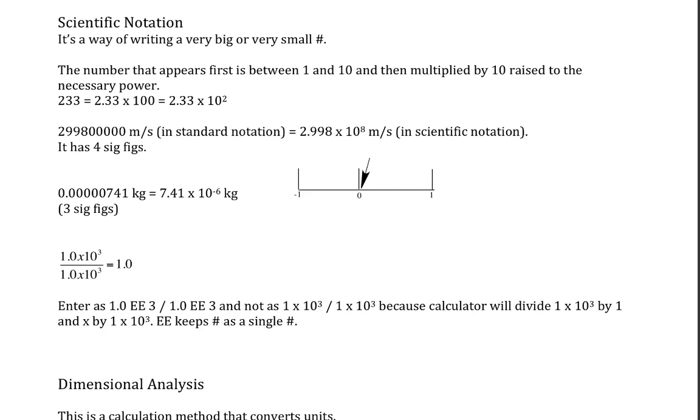And in scientific notation, the number that appears first is between 1 and 10, and then multiplied by 10 raised to the necessary power. Okay, so let's say that we have the number 233. Now, indeed, that isn't a very big number.